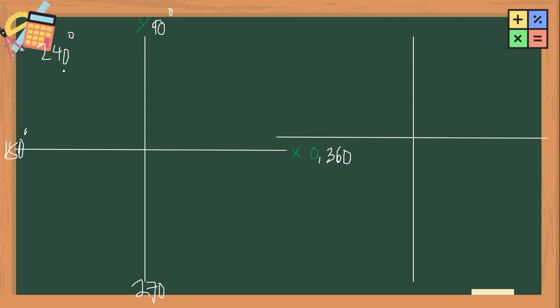240 degrees. Anong quadrant si 240 degrees? Answer? Anong quadrant si 240? Hello? Rinig pa ba ako? Hello po? Anong quadrant po si 240? Hello? Allen? Mark? Nandiyan pa ba kayo?